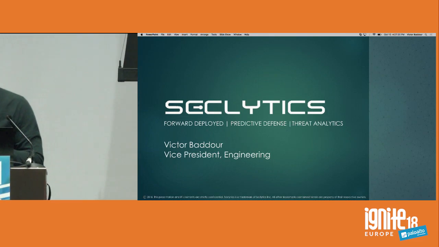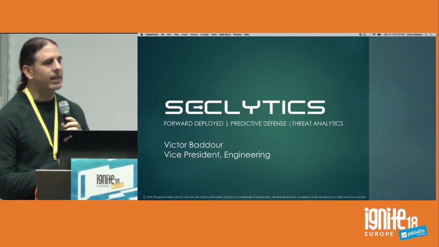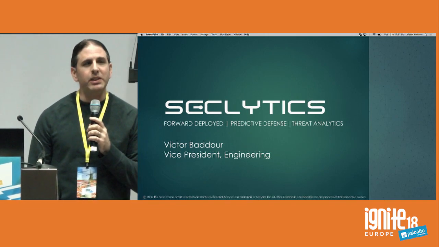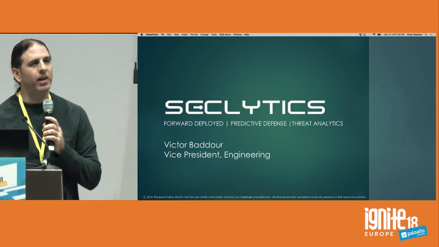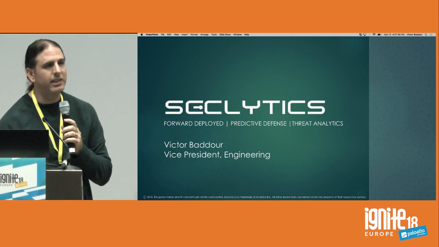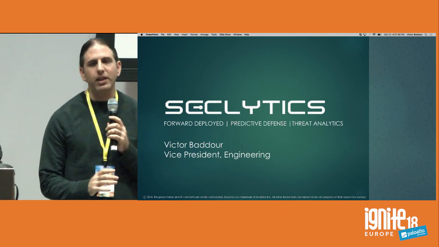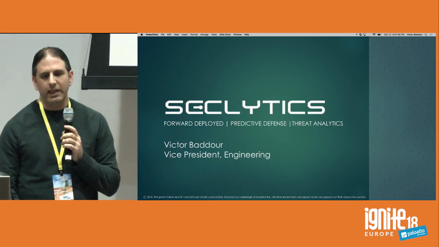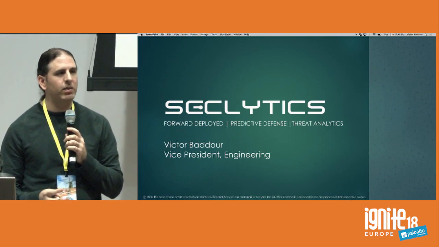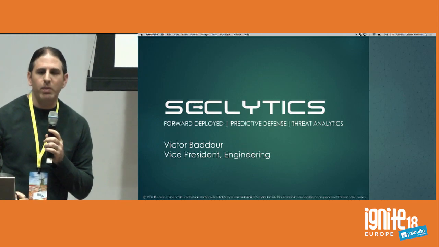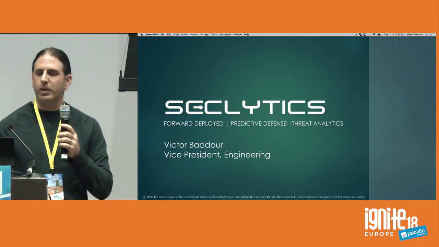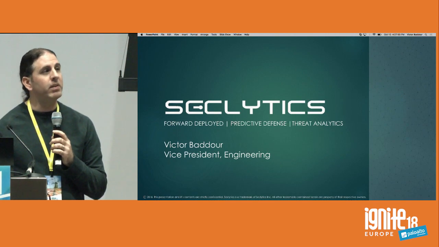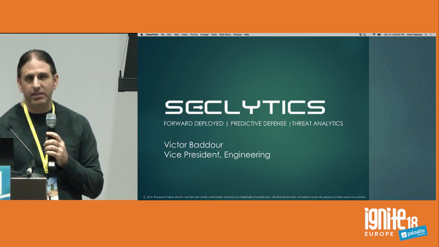All right, my name is Victor Badour, the VP of Engineering at Cyclytics. Cyclytics has been around since 2015, and what we do is we predict threats before they materialize into actual attacks. The way we do this, we look at data from the infrastructure of the internet. We pull down BGP data, IP registry information, domain registry information, passive DNS data, we grab all this data and we put it into our classifiers, and from there, we're able to bubble up networks that we believe will be involved in an attack in the next 30 to 90 days.